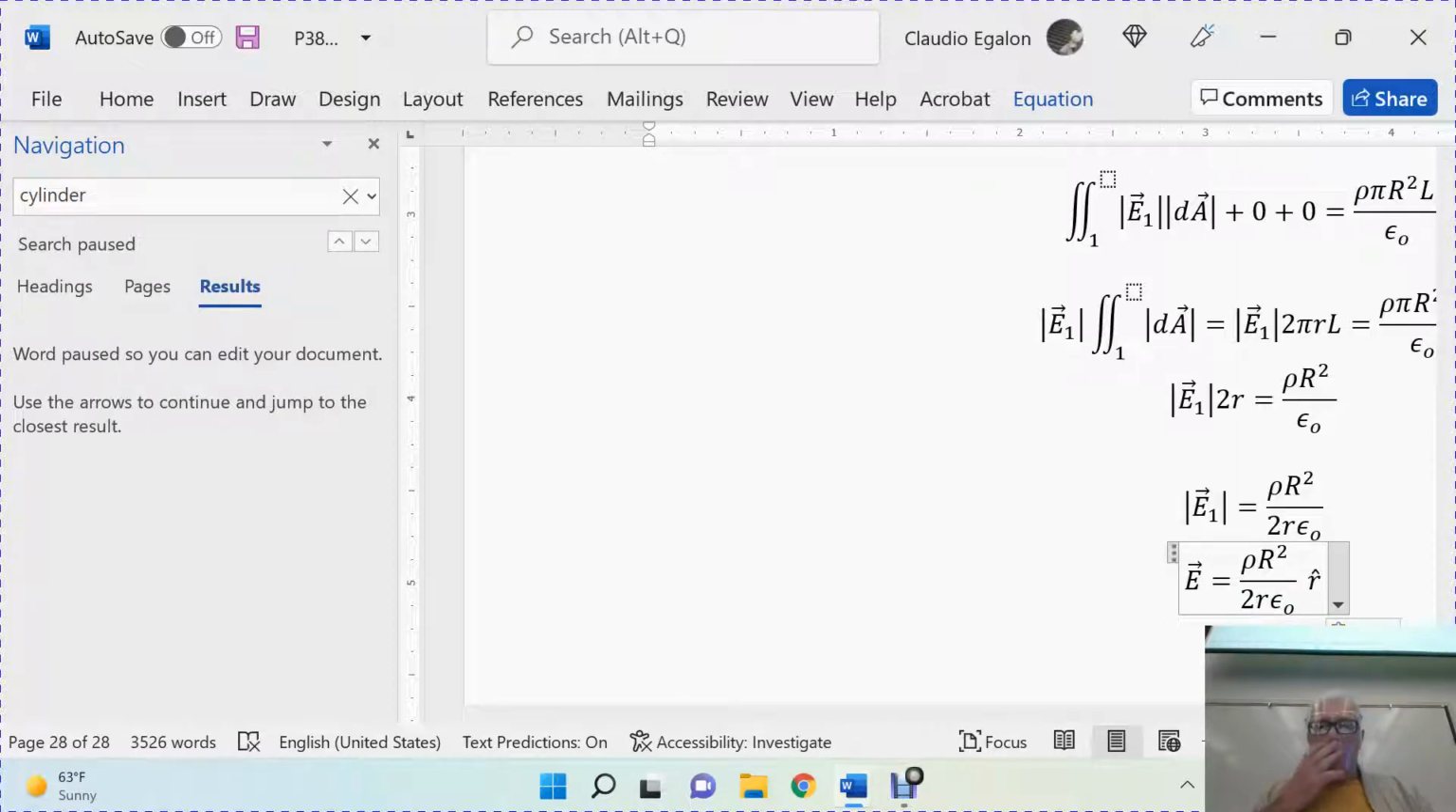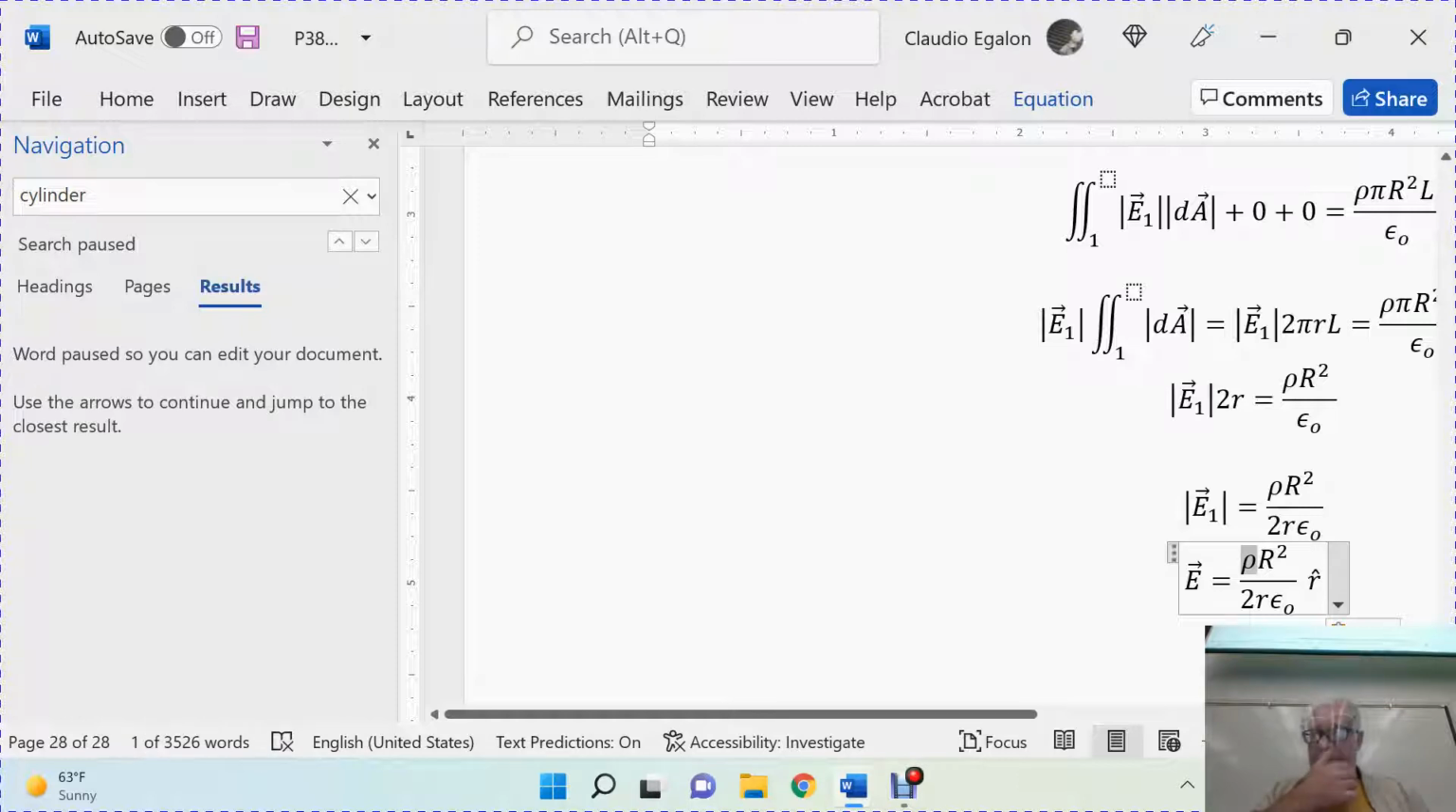So that's if the cylinder has positive charges, then the electric field is away from the cylinder. If the cylinder has negative charges, right here in the charge density, the electric field is towards the center. Okay? So now we're going to calculate.